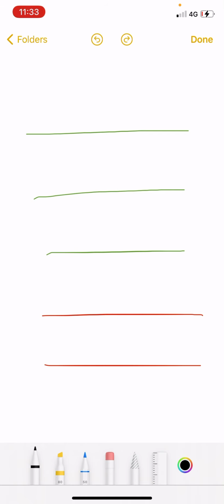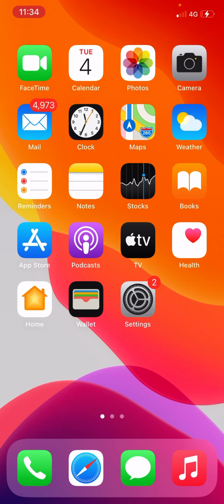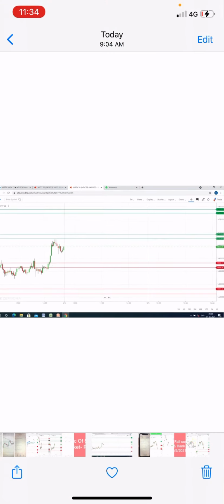So now I'm going to show you how my setup works today in the live market. I'll show you.